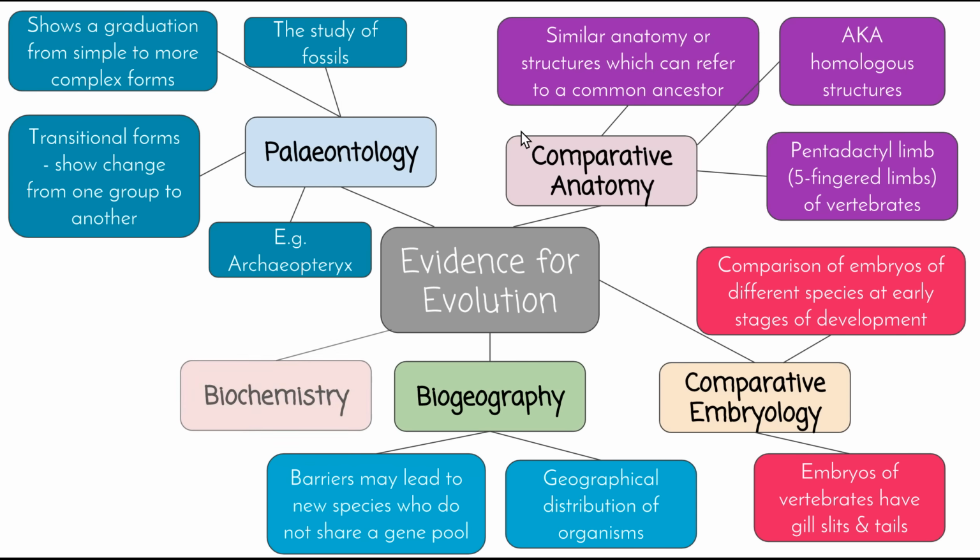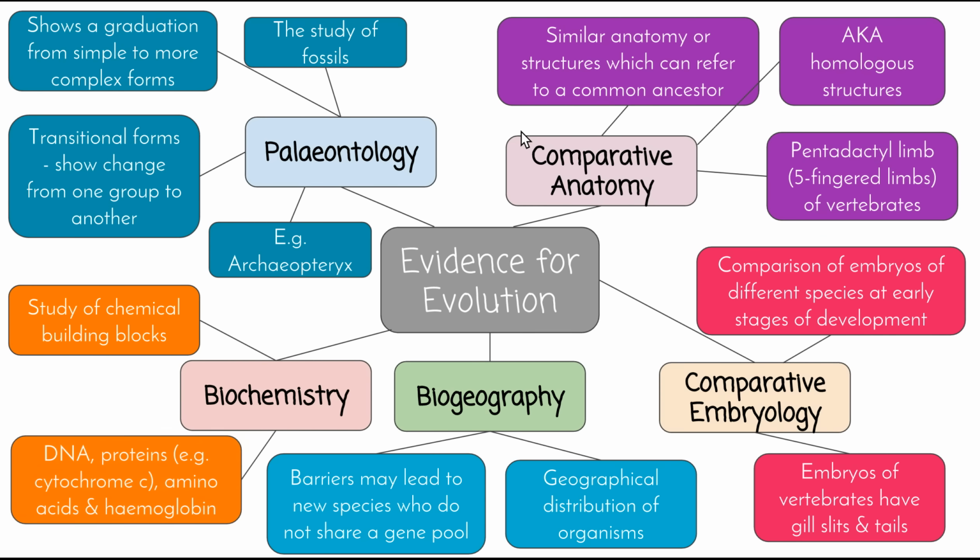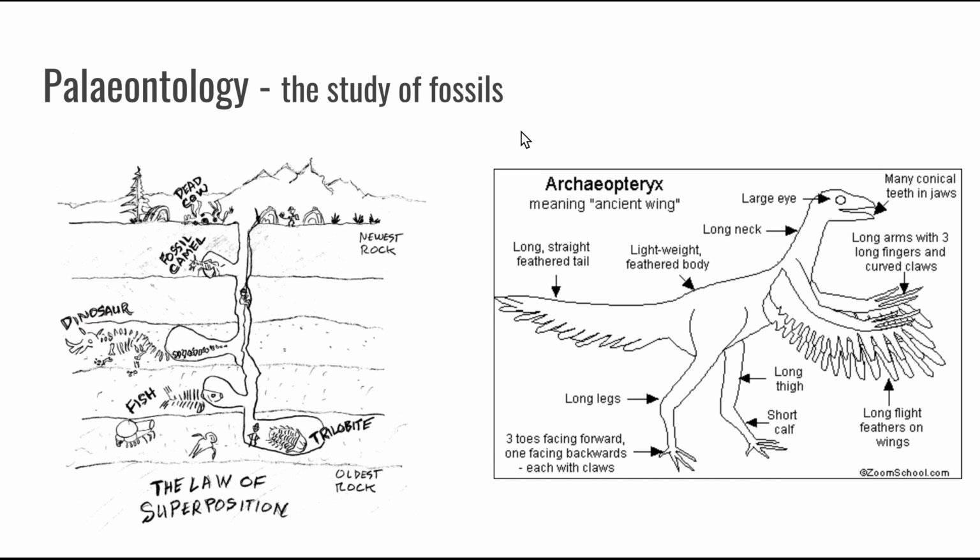And lastly, our fifth one is biochemistry, which is the study of the chemical building blocks that make up organisms, such as DNA, proteins, such as one example being cytochrome C, amino acids, and hemoglobin. And we can have a look at the similarities and differences in the types of these chemicals that make up different organisms to see how closely or distantly they're related.